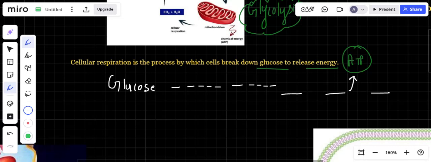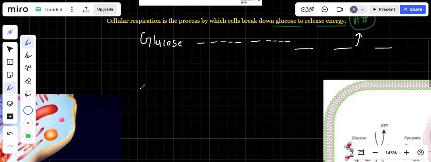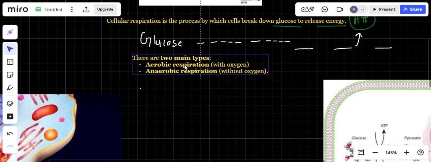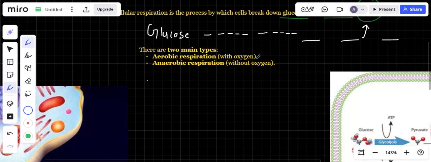So cellular respiration is the process by which cells break down glucose to release energy, and this energy is captured in the form of ATP. We have two main types of respiration: aerobic respiration and anaerobic respiration. Aerobic respiration means those reactions need oxygen, and anaerobic respiration means we don't need oxygen there.